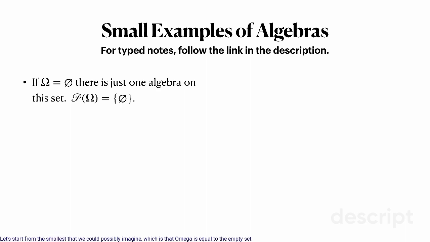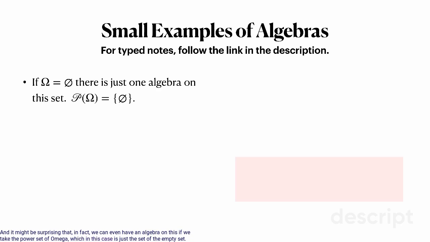Let's start from the smallest that we could possibly imagine, which is that omega is equal to the empty set, and it might be surprising that in fact, we can even have an algebra on this if we take the power set of omega, which in this case is just the set of the empty set. It doesn't take much work to prove that this has all of the properties of an algebra. So, does it contain the universe? Yes, because it contains the empty set, and the empty set is the universe in this example.